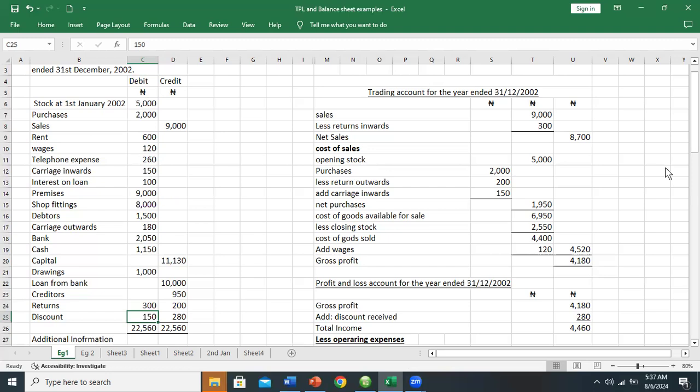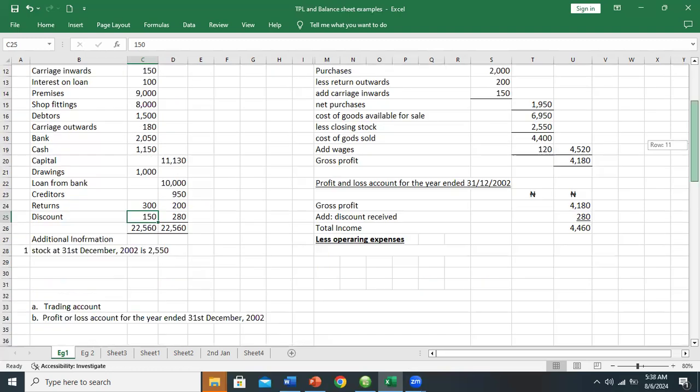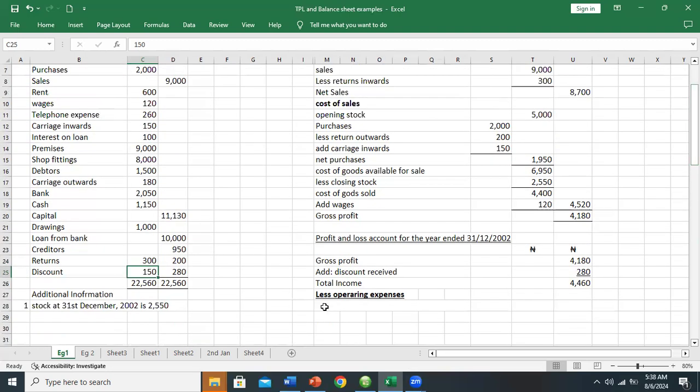Okay. So if you appreciate the list I gave you, at least you get most of the expenses. So the first one we saw was the rent. So rent, you put the figure here, 600. The next one was the telephone. Telephone was 260. After that, we had the interest on loan. Interest on loan was 100.